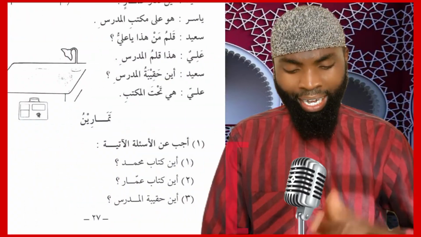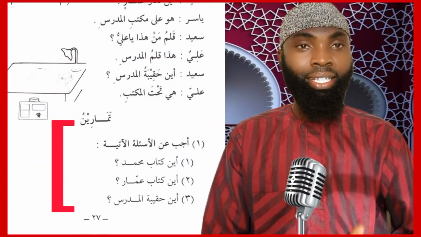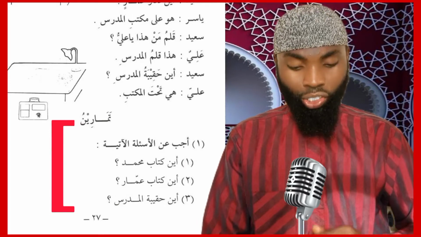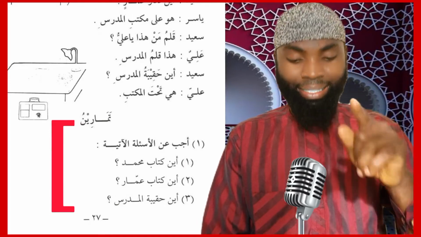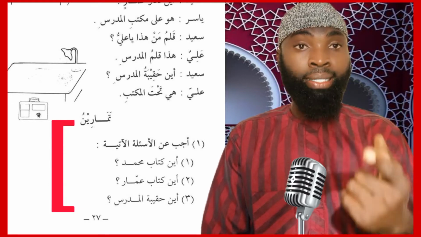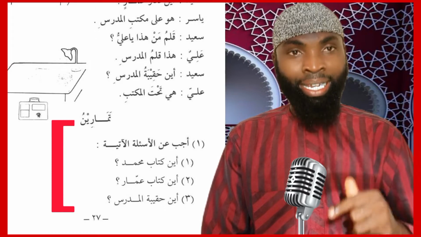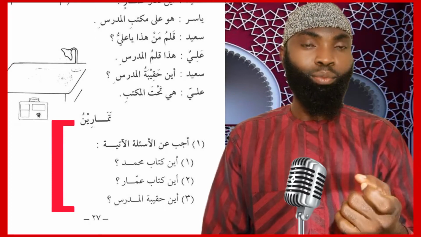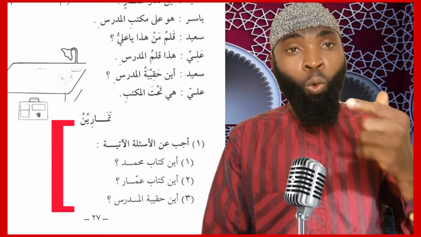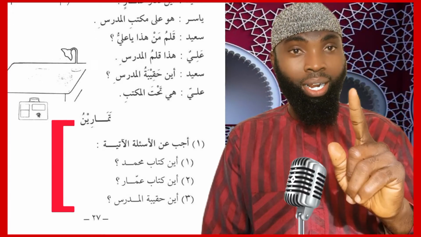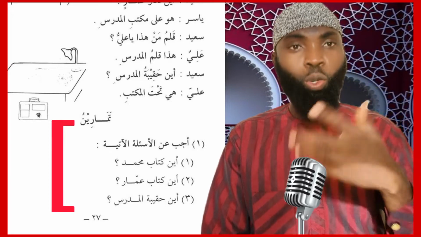Let's move on to tamarin, and as we read through this tamarin, we see that it becomes easier. Tamarin. Number one, the instruction says, Ajib anil as'ilatil atiya. Answer the following questions. Number one, Aina kitabu Muhammadin. Where is Muhammad's book? So what will be your response?